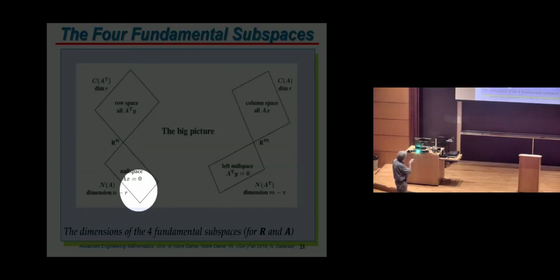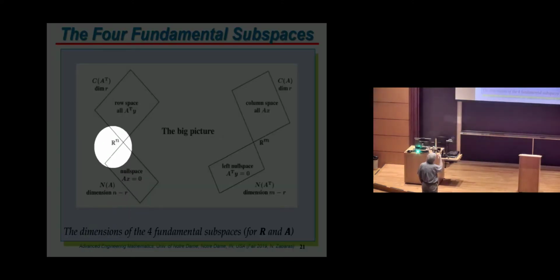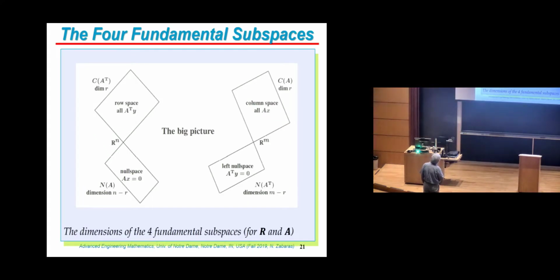The null space is the solution of Ax equal to 0. Its dimensionality is n minus r, and it is a subspace of what space? The null space is a subspace of what space? Rn. You remember Ax, the matrix is m by n, so it's Rn, okay? Where is Rn written? Oh, there it is, Rn.